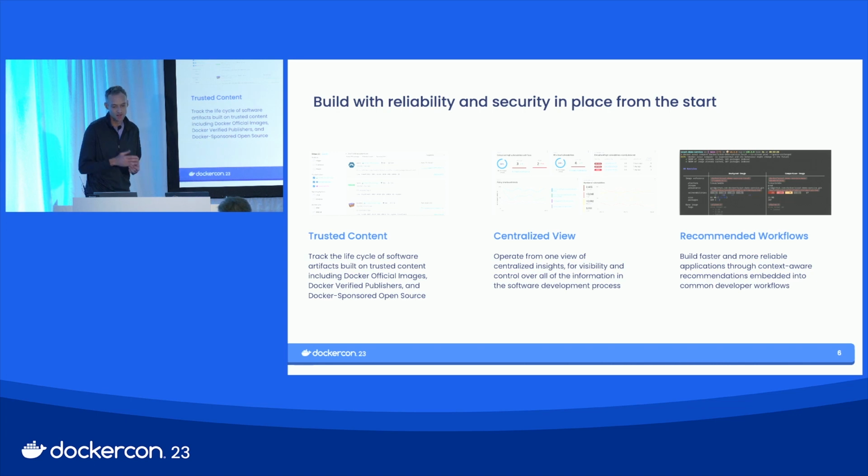What it ultimately comes down to is really being able to build with reliability and security built in from the start, right? So Amy was able to step through a lot of the really core pieces that come into play here. Firstly, trusted content, right? So Docker official images, Docker verified publishers, Docker-sponsored open source content as well. Really allows you to track the full life cycle of software artifacts and really be able to build on trusted content from the start so that you're preventing some of those challenges that can come in down the road.